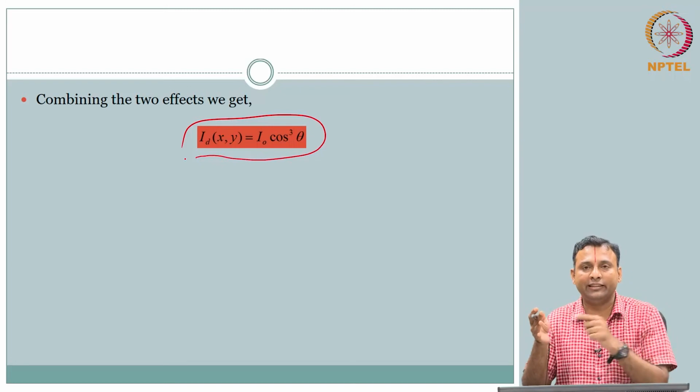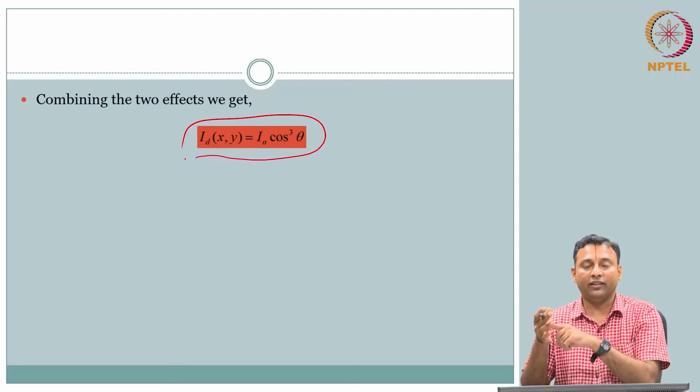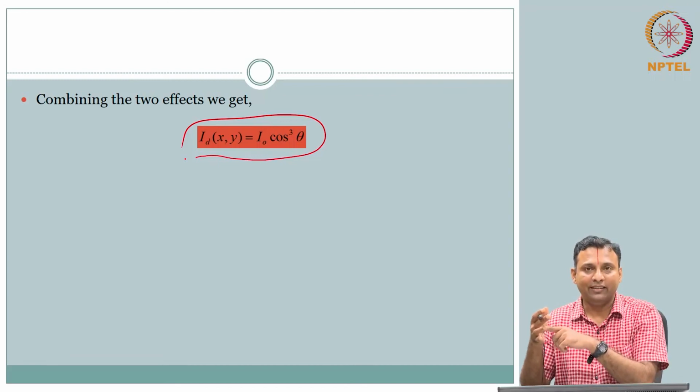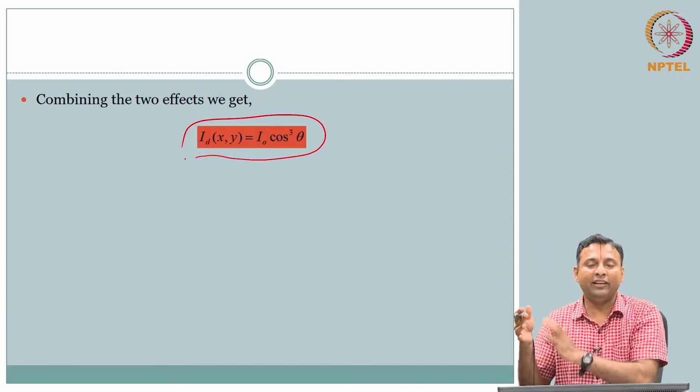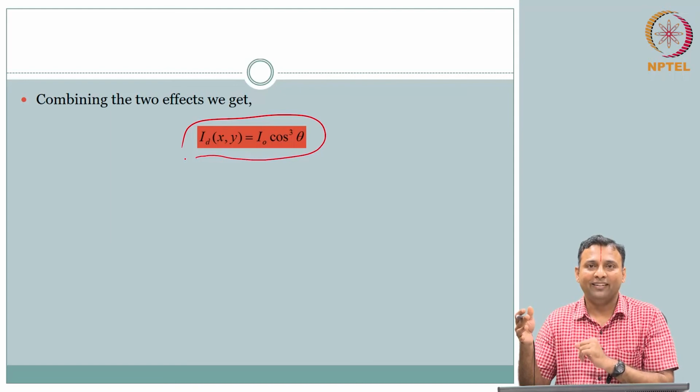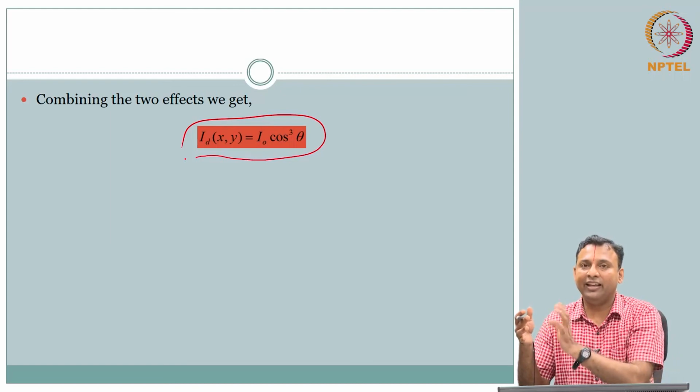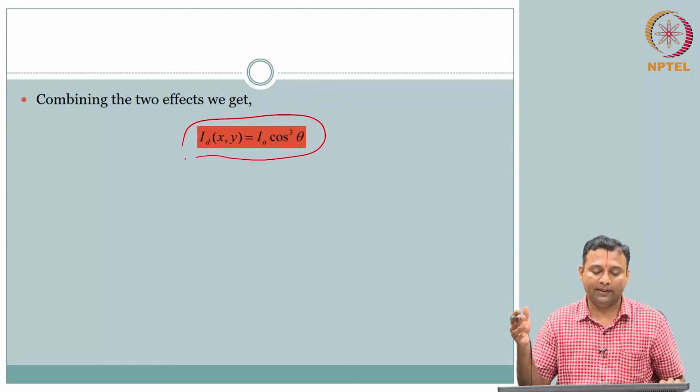You see that the intensity is not just whatever is falling, I naught. I naught is at the center. It is not the same intensity throughout the detector plane. It is varying with a cos cube theta.